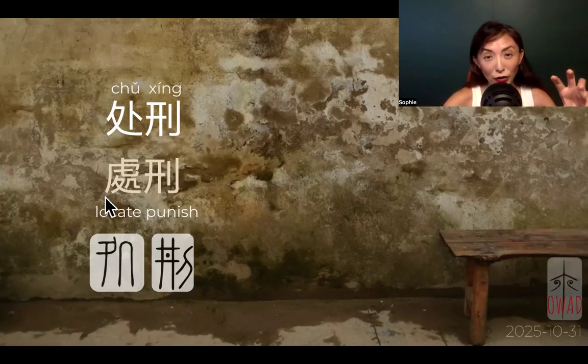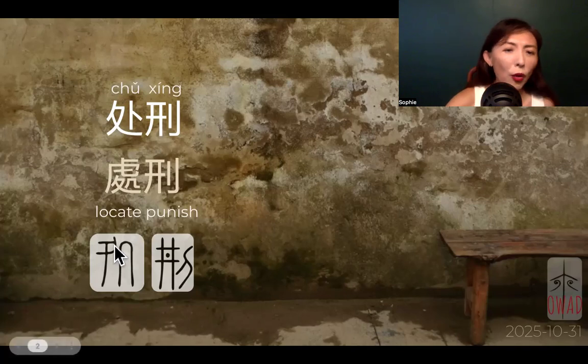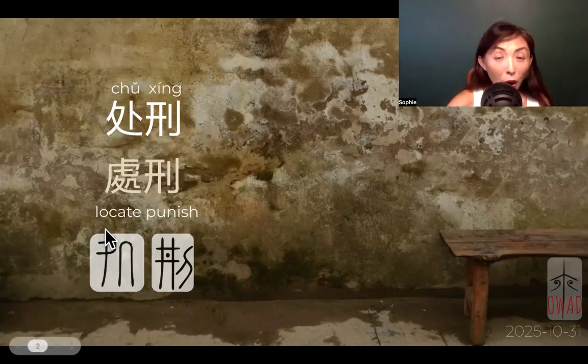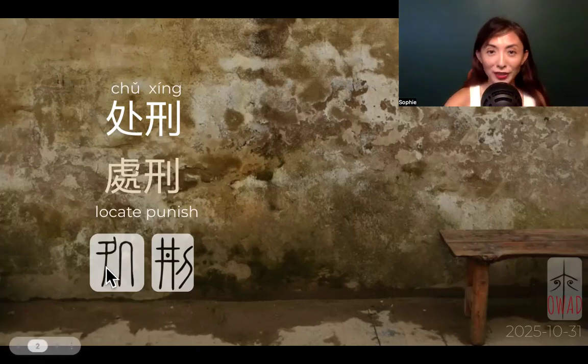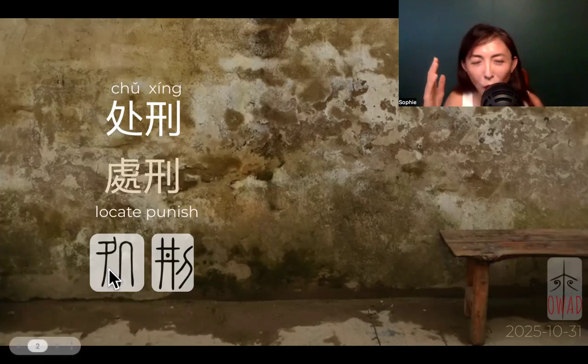the traditional looks more like the 2,000 years ago, because in the simplification process, things get simpler. Okay, so what did this 处 originally mean? This character, or this part, pictograph, is about walking backwards. Okay, it took me some time to realize why it's walking backwards.